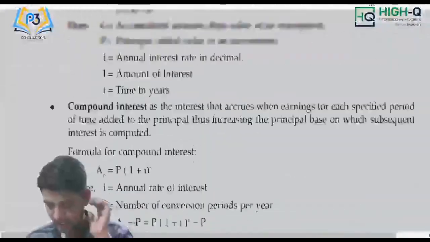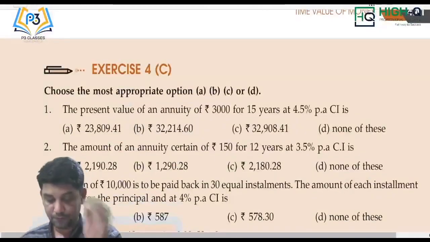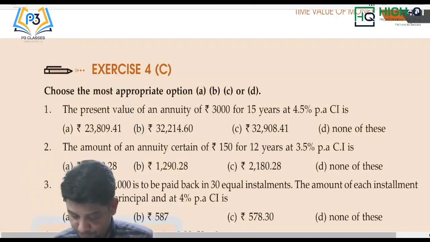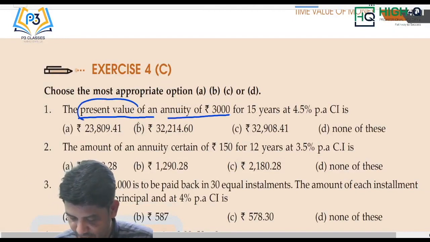Okay, I hope you all are ready. Take your calculators, keep your calculators ready, my dear. So, in this question, read this. The present value of an annuity of 3,000 rupees. So, I need to find out the present value. The annuity amount is 3,000.